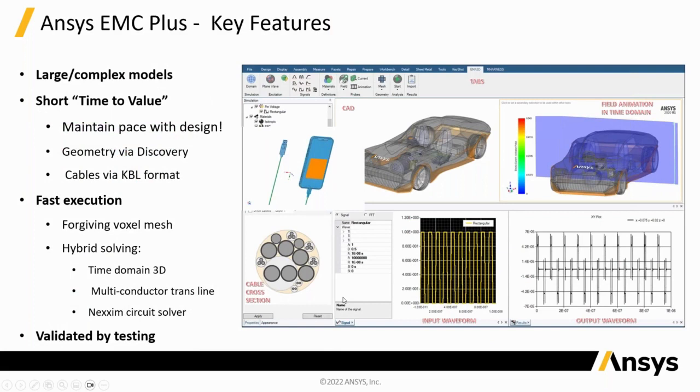The key features, I've kind of touched on these a little bit before, but the ability to pull in a CAD geometry of something fairly complex and get it up and meshed and running very quickly. And the key is that you can maintain pace with the design changes and modify things quickly and keep going. The geometry can be imported as a CAD model very quickly. We've built this on top of the Discovery modeling solution, so it lets you import that geometry and get it meshed very, very quickly. You can also import your cables in standard formats like KBL. The mesh is extremely forgiving, and we hybrid solve.